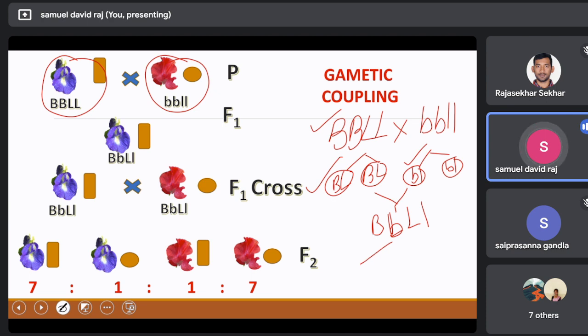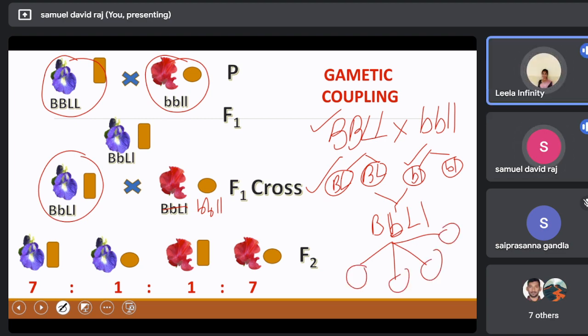Okay. Now it has to produce gametes. The F1 individual, a heterozygote, produces gametes. So what kind of gametes does it produce? Can anybody tell me? What are the four different gametes? Capital B, capital L, capital B, small b, capital L, small l.